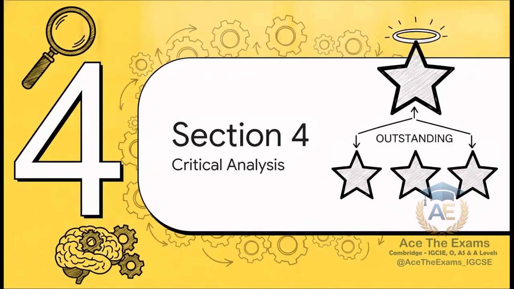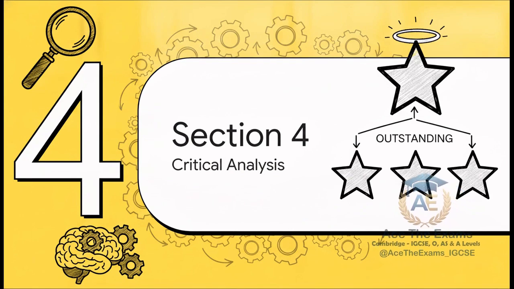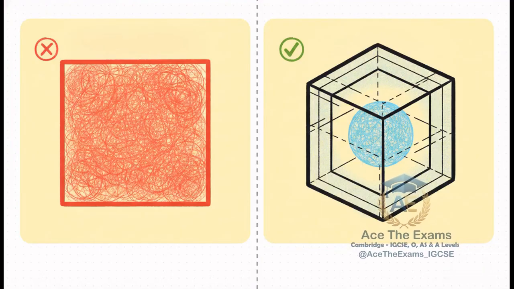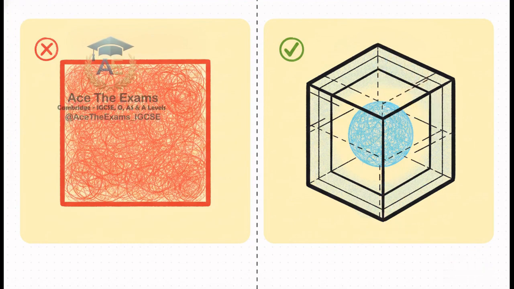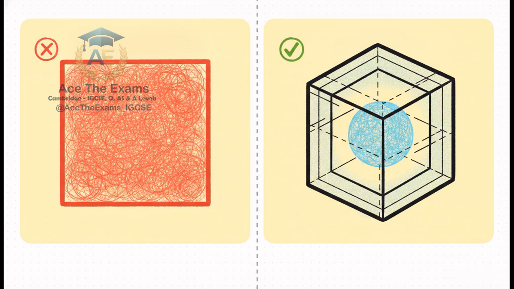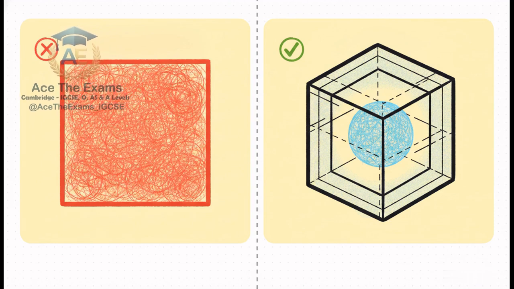Now we arrive at Section 4, Critical Analysis. This is the big leagues. This is where we separate the average A grades from the elite A-star grades. Let's contrast basic superficial answers with top-tier comparative analysis. This is Challenge 3, Speed Writing.